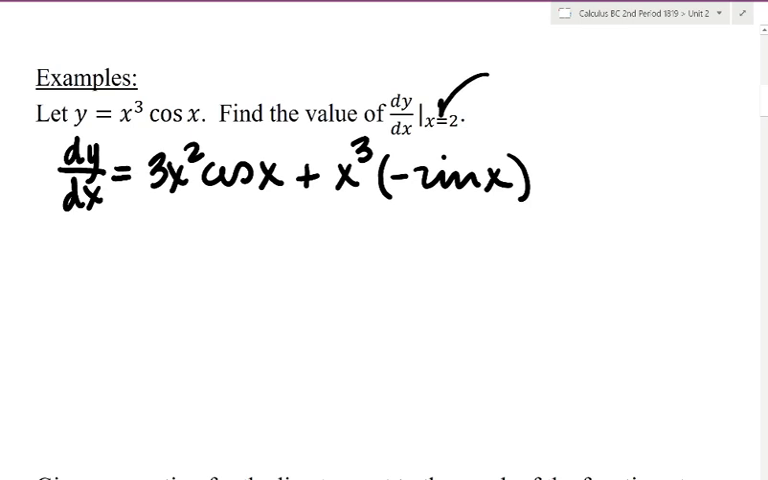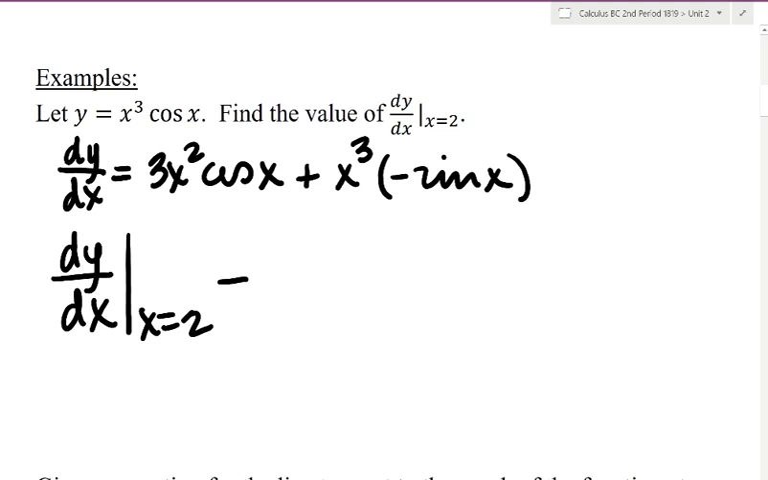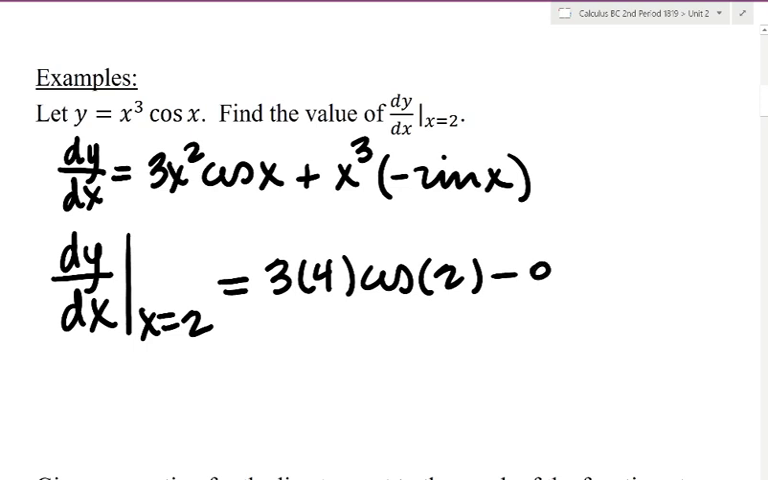Okay, but they asked for the value of the derivative at the point where x equals 2, so I'm going to plug in x equals 2. So dy/dx at the point where x equals 2 is going to equal 3 times 4 times the cosine of 2 radians, minus 2 to the third, which is 8, times the sine of 2 radians. And that's as far as we're going to get. You could make it 12 times the cosine of 2 radians, but that's an exact solution. Stop there.